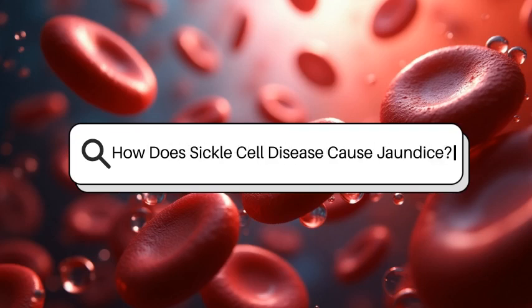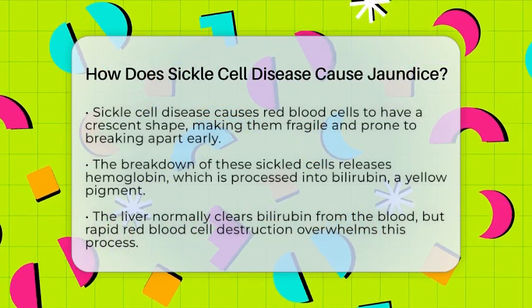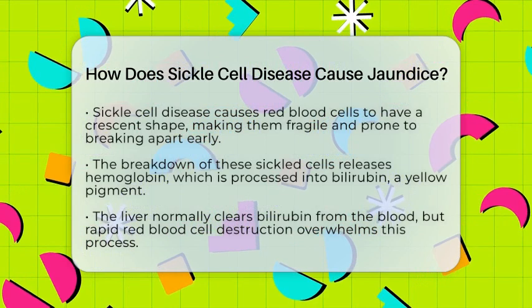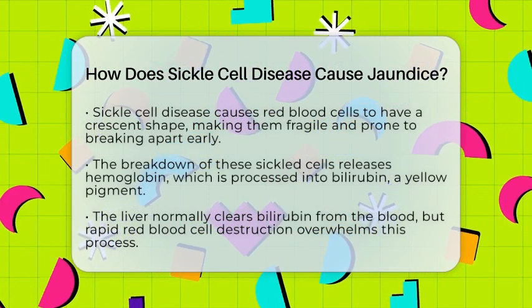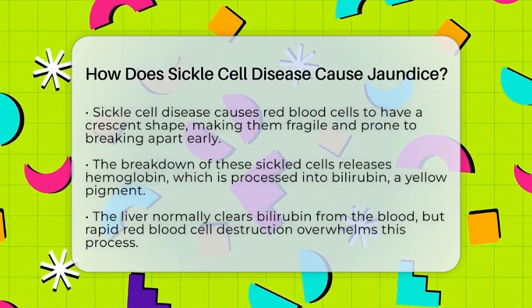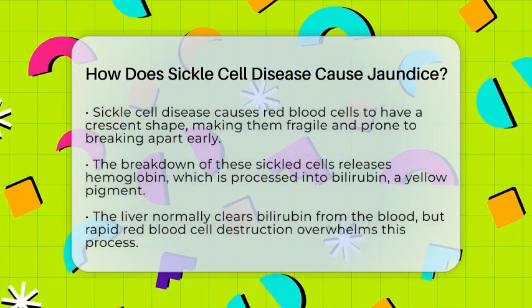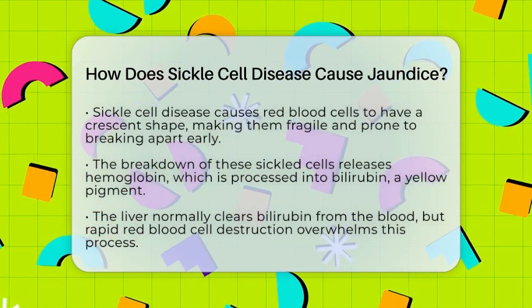How does sickle cell disease cause jaundice? Imagine your body constantly working to keep your blood healthy and balanced. In sickle cell disease, a genetic condition, the red blood cells are shaped like crescent moons instead of round discs. This unusual shape makes them fragile and prone to breaking apart earlier than normal cells.